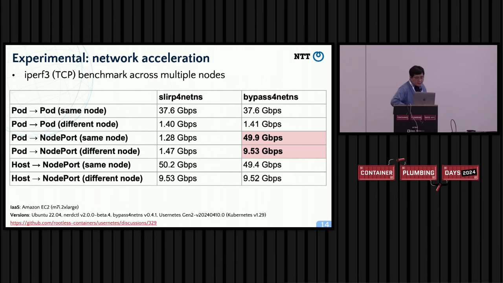And this is a benchmark result. I used Amazon EC2 instances. In the case of pod to NodePort, slirp4netns can just generate 1.28 gigabits, even for local nodes. But bypass4netns can achieve nearly 50 gigabits. And in the case of different nodes, slirp4netns only generates 1.47 gigabits, but bypass4netns can achieve 9.53 Gbps. So this is almost as fast as rootful Kubernetes.